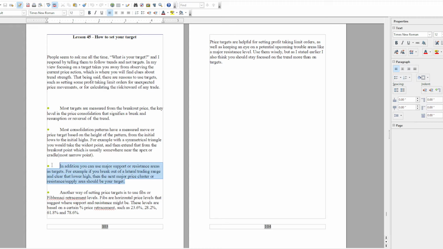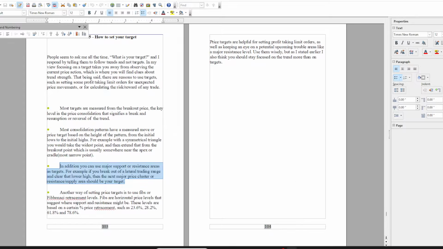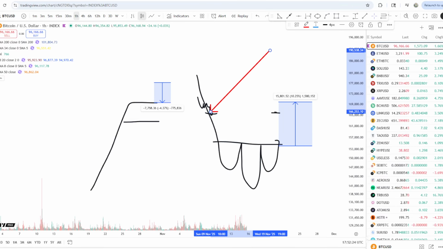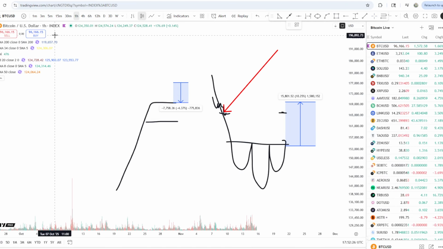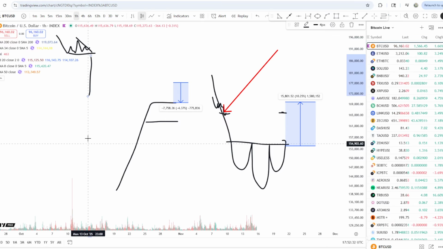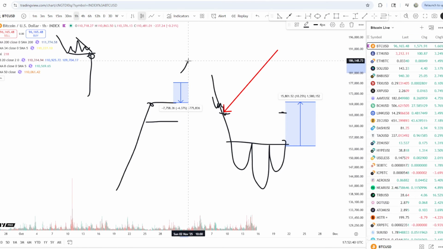Now, you can also use major support or resistance areas. Let's say you have our bull flag or bull rectangle, and here's our measured move. But we know back up here, there was some structure. Maybe it formed some type of descending triangle and it broke down, and it came back up. And we know there's not a lot of structure between this level and here. So maybe our price target might be all the way up here in that range.